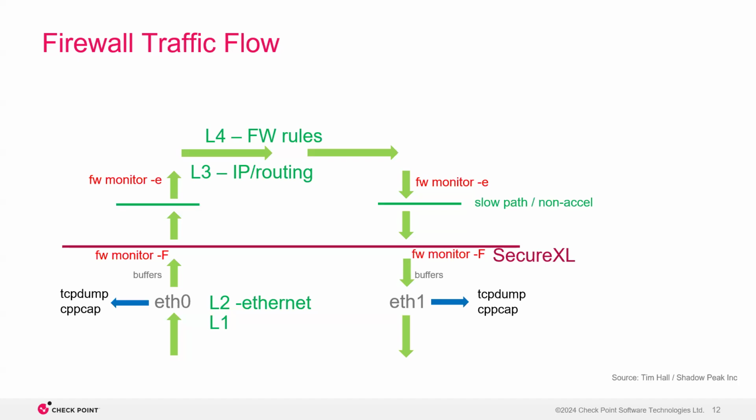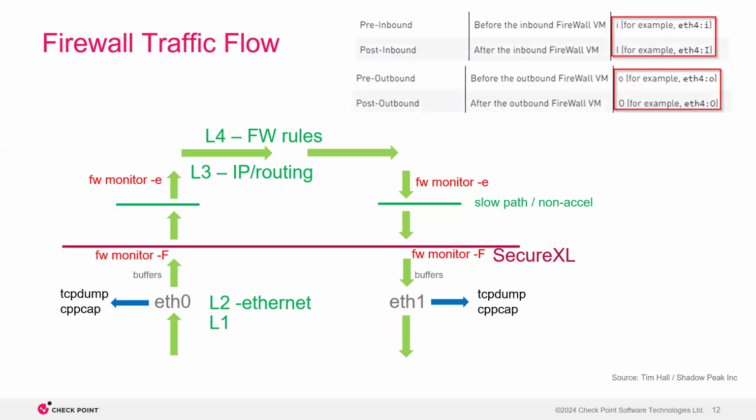You can always disable SecureXL. Don't do that in production. People will not be happy, because that's going to take your firewall and send its resources through the roof, because accelerated traffic is, well, it's designed to help your firewall run leaner.